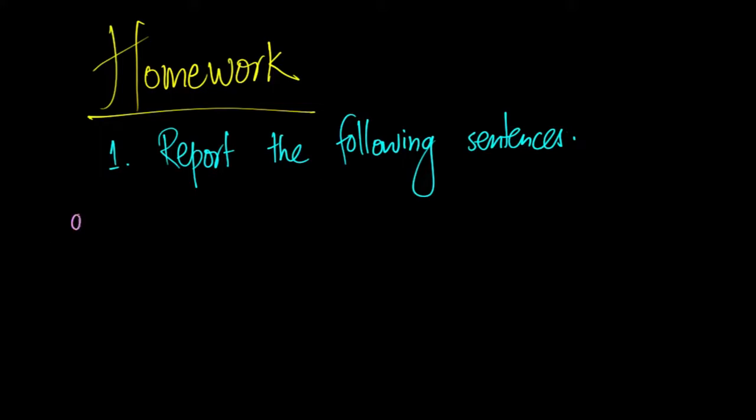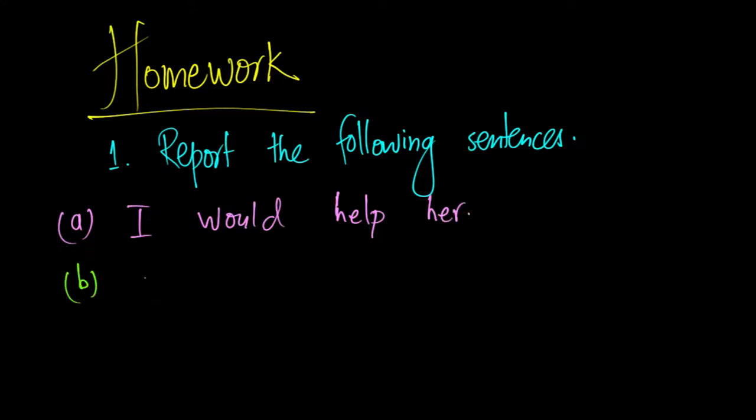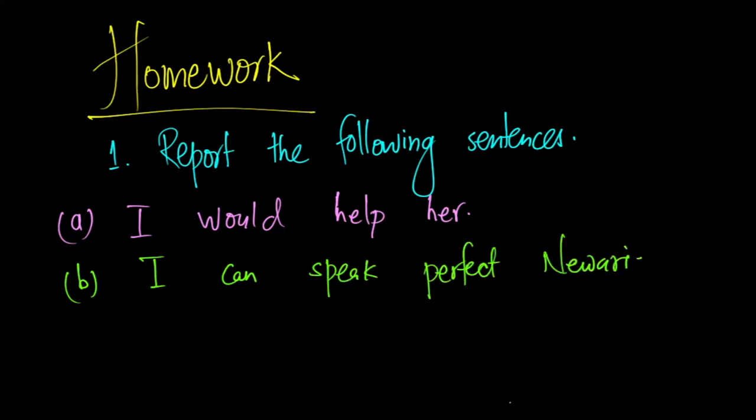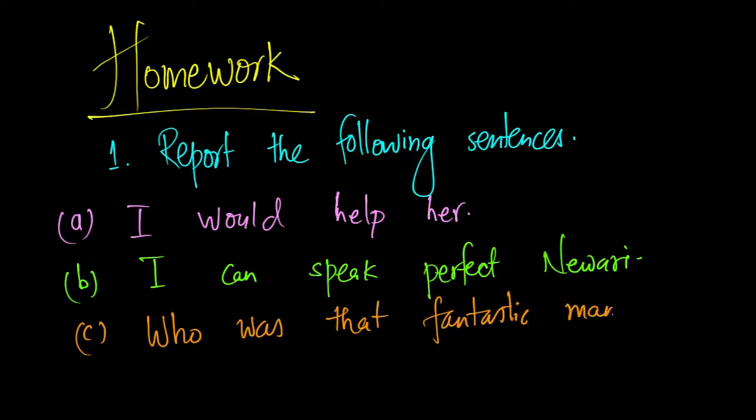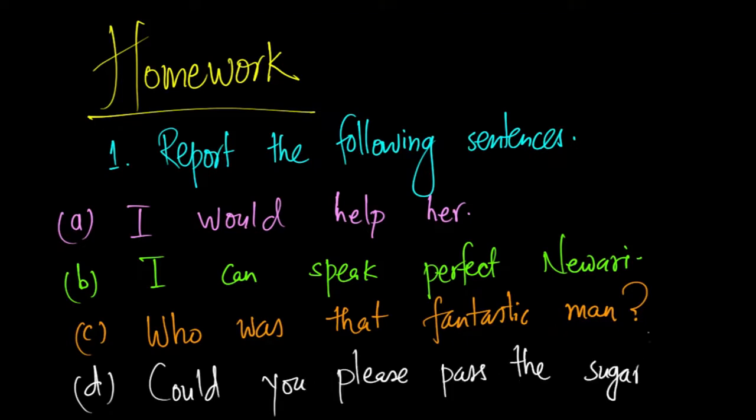Number A. I would help her. How would you change this into reported speech? Number B. I can speak perfect Nevari. I'm just kidding, by the way. Number C. Who was that fantastic man? I love him. Last, number D. Could you please pass the sugar?